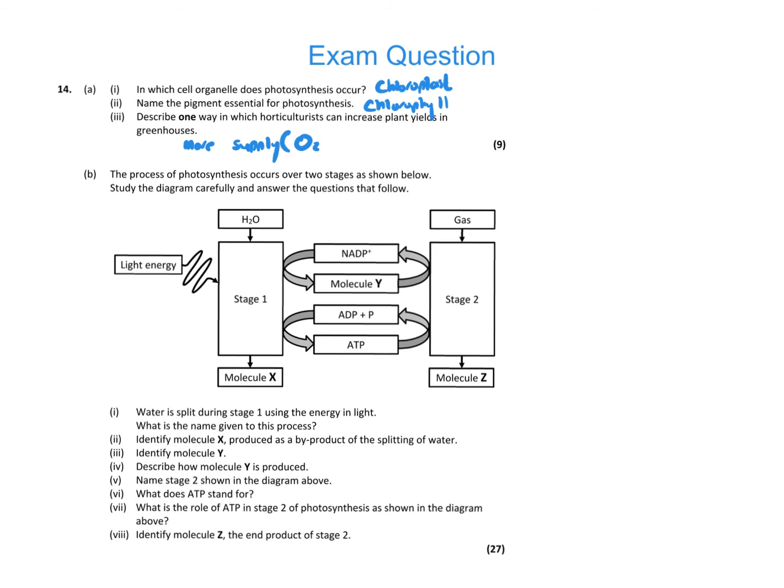The process of photosynthesis occurs over 2 stages as shown below. Study the diagram carefully and answer the questions that follow. So we have our light dependent stage over here, our dark stage over here. So water is split during stage 1 using the energy in light. What name is given to this process? So that's photolysis.